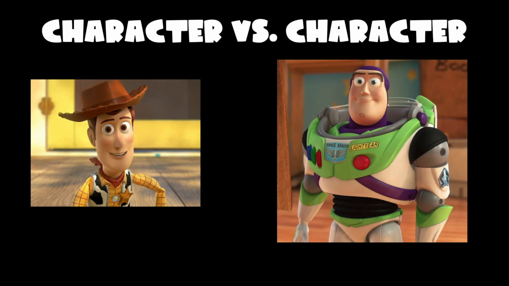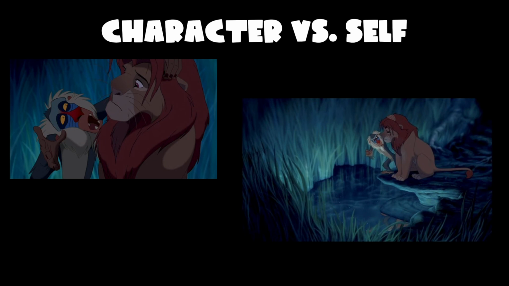They despised each other. They had conflicts throughout literally the entire first movie. They had problems. Woody didn't like Buzz. Buzz didn't like Woody. They were constantly having issues. So this is a great example from the first Toy Story of character versus character. The next one being character versus self. Now, I know Rafiki's in this picture, but we're looking specifically at older Simba.